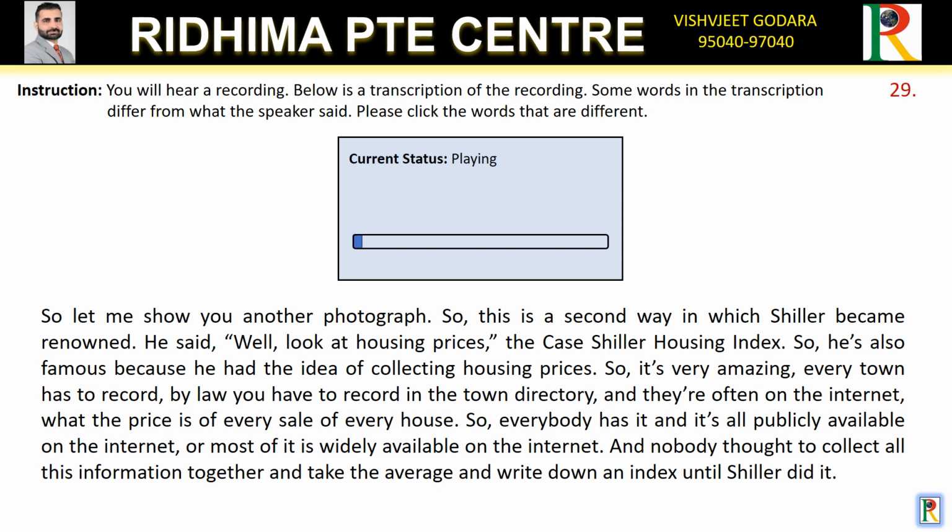So let me show you another picture. This is a second way in which Shiller became famous. He said, well, look at housing prices, the Case-Shiller Housing Index. So he's also famous because he had the idea of collecting housing prices. It's quite amazing. Every town has to record by law, in the town directory, and they're often on the internet, what the price is of every sale of every house. So everybody has it. It's all publicly available, or most of it is. And nobody thought to gather all this information together and take the average and write down an index, until Shiller did it.